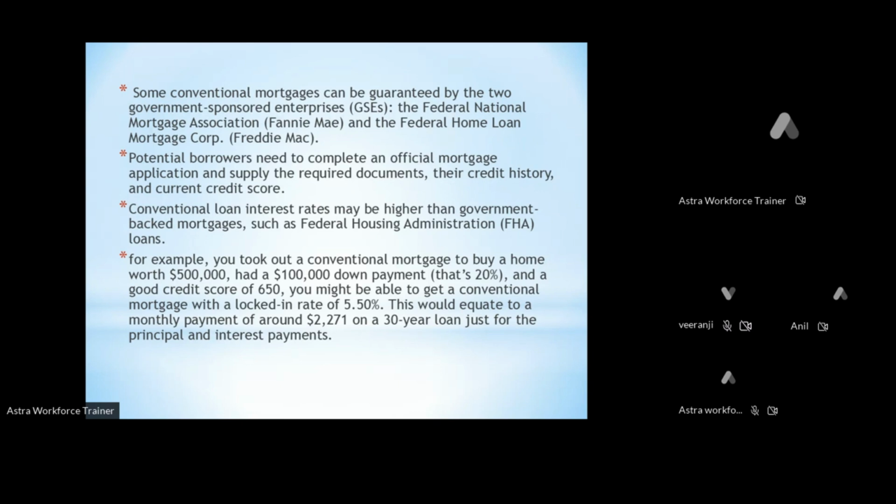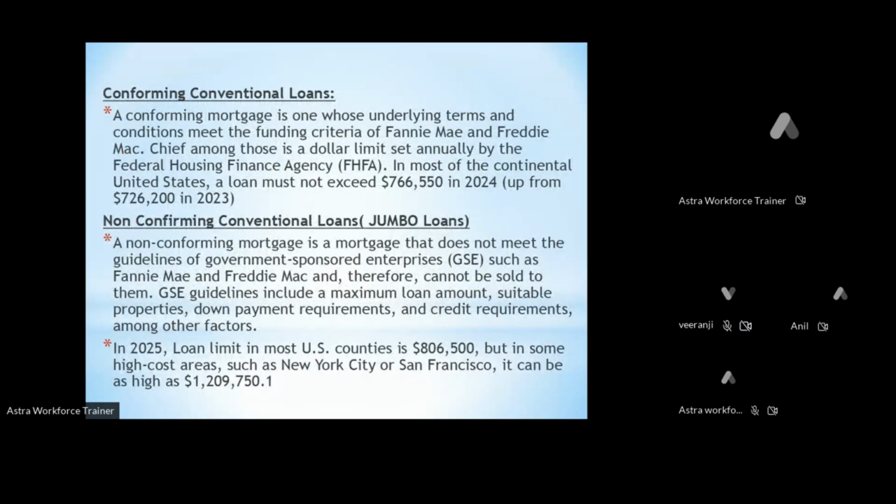Right. Now, in conventional, we have two types of loans. Conforming and non-conforming. Conforming has a loan amount limit of a maximum of $526,000. And non-conforming you can call jumbo loans, which start from $800,000. That's called jumbo loans.